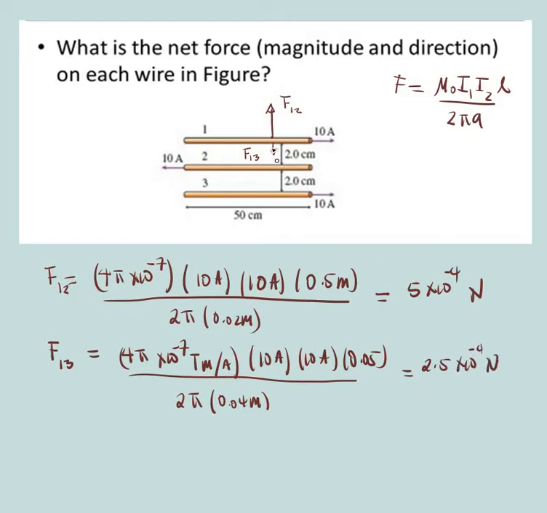But because this force we put here is looking in the opposite direction, we're going to call this one minus 2.5 times 10 to the minus 4 because it's negative here. Now if you want to calculate the net force on the first cable due to the other two cables, it is going to be F12 plus F13. This is 5 times 10 to the minus 4 newtons plus minus 2.5 times 10 to the minus 4 newtons, which is going to be positive 2.5 times 10 to the minus 4 newtons.